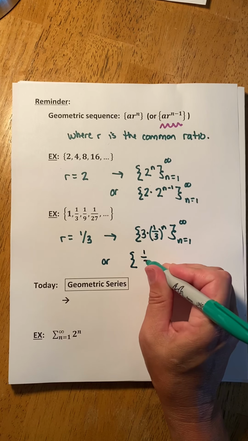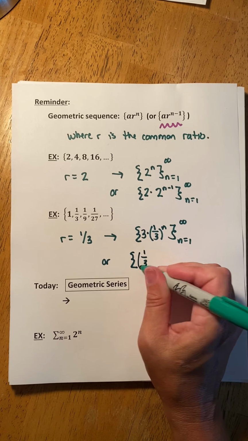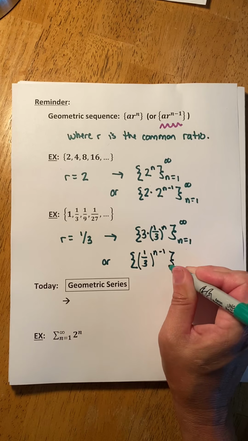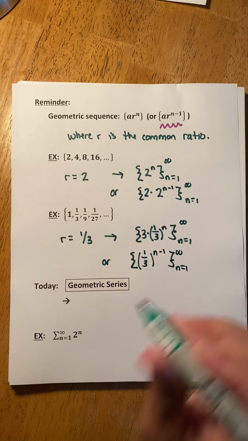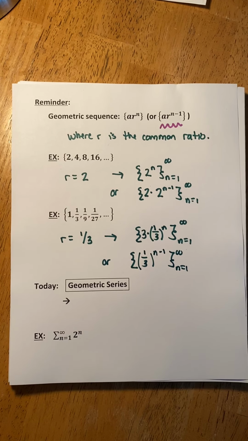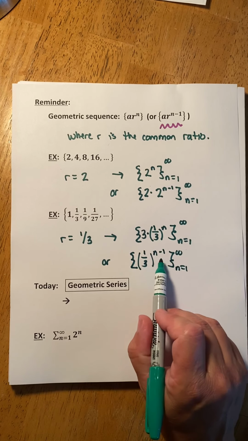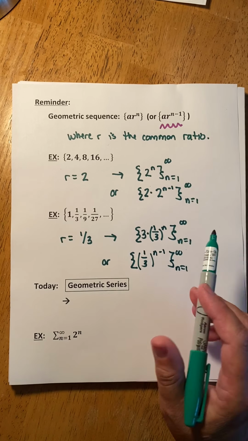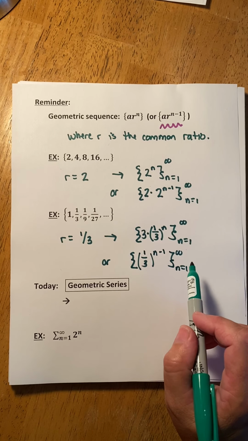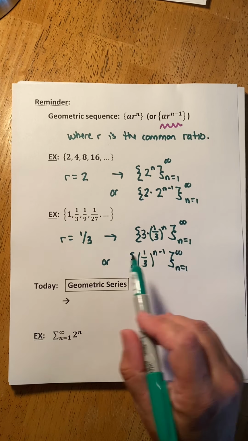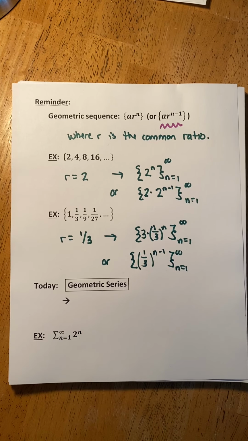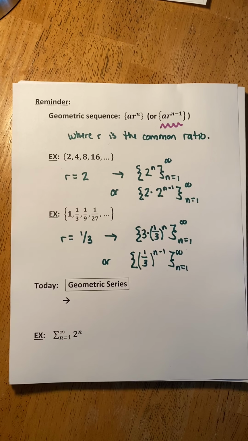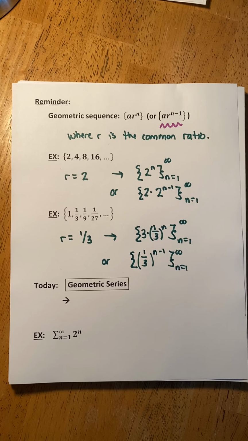Okay, or we could write this as 1 third to the n minus 1, n equals 1 to infinity. All right, so now if we stuck in 1, we'd start with 1 third to the 0 power, which would be 1. If we stuck in 2, we'd get 1 third to the first power, right? So just make sure that you can see the connection between these two, and we can go back and forth between those. So last class we talked about what a geometric sequence was.